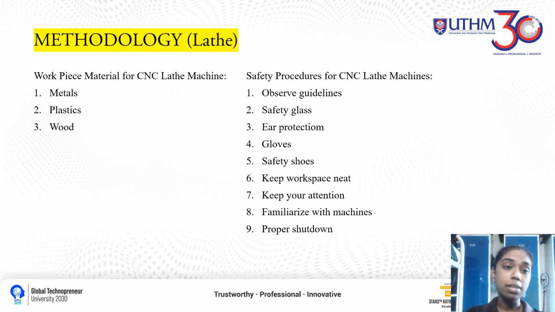There are some best workpiece materials that are used on CNC lathe machine. The first one is metal, including aluminium, copper and steel. The second one is plastic, including nylon and PVC. The third one is wood. Both hardwood and softwood may be machined using CNC lathe equipment.